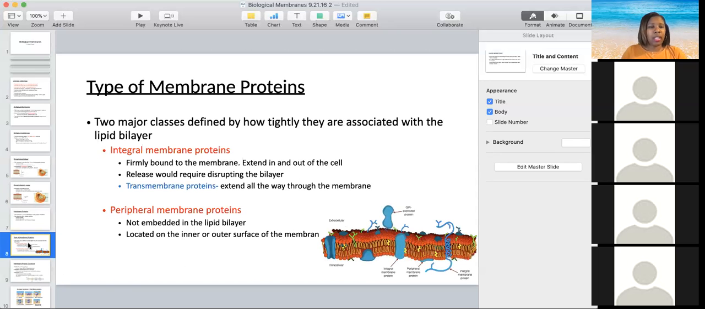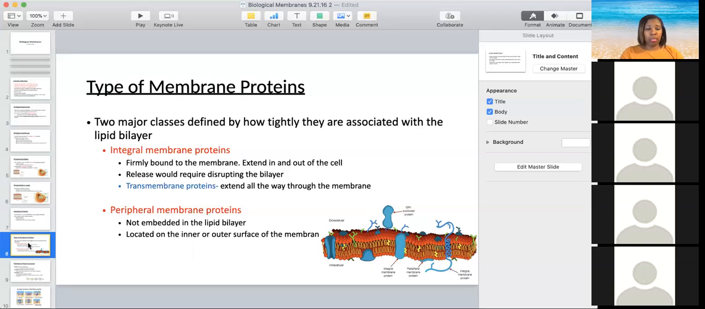Awesome. So let's look at some types of membrane proteins. There's two major classes. Write these two down. There are two major classes of membrane proteins that are defined by how they associate with the membrane. Where are they found in the membrane? We have the integral membrane proteins, and then we have these peripheral membrane proteins. Write those two classes down, okay? So we have two major classes of membrane proteins based on how they are associated with the membrane.